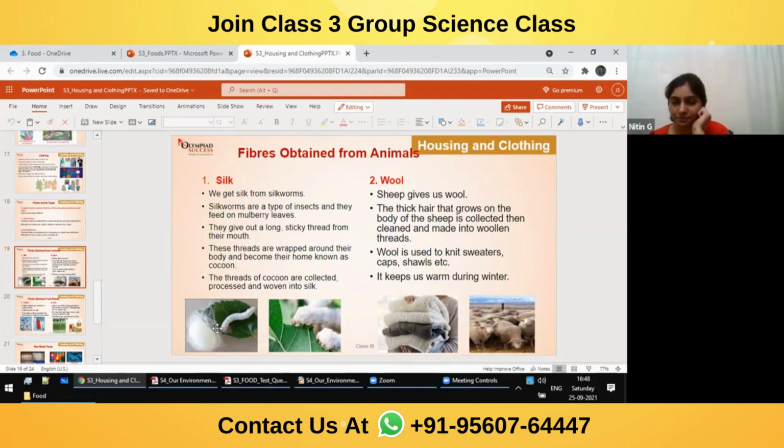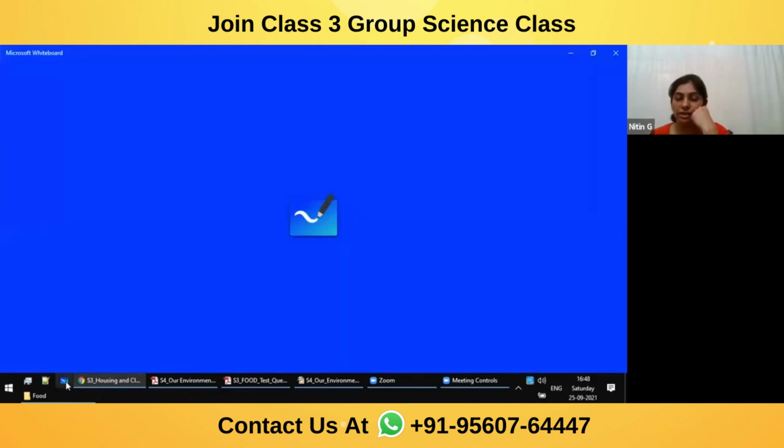What happens? The silkworm lays eggs on the mulberry leaves. These leaves are known as mulberry leaves. And what happens from the eggs? The larva will come out, a small thing. That larva releases a white colored thread around its body. I repeat again: the larva secretes the white colored thread around its body. That is known as cocoon.